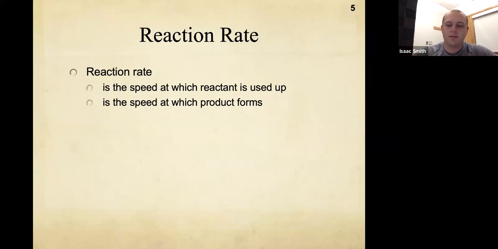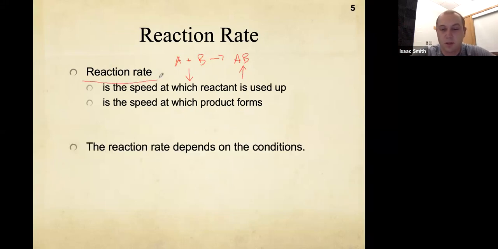So if you have A plus B coming together to form a molecule AB, right? The speed at which the reactant is used up, so the speed at which this goes down, and the speed at which the product is created, this is referred to as the reaction rate, right? Pretty self-explanatory, hopefully. But there are a few conditions that will either speed up or slow down the reaction rate, okay? And we're going to talk about those.